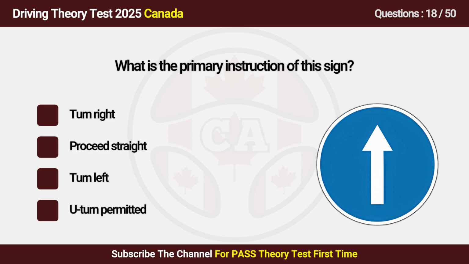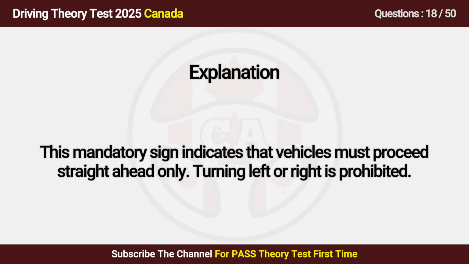A. Turn right. B. Proceed straight. C. Turn left. D. U-turn permitted. Answer is B. Proceed straight. This mandatory sign indicates that vehicles must proceed straight ahead only. Turning left or right is prohibited. Question 19.